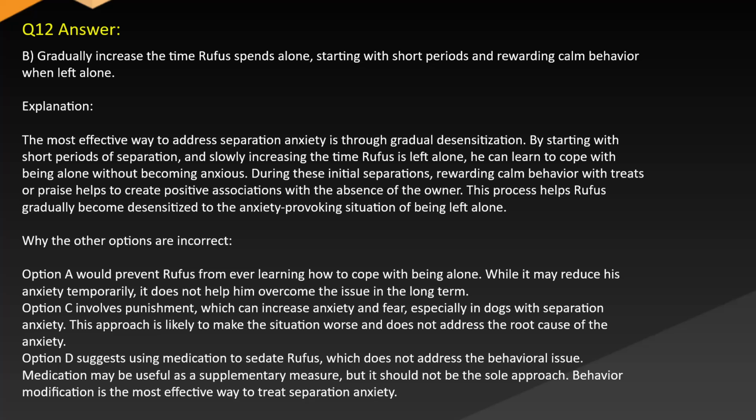While the other options are incorrect, option A would prevent Rufus from ever learning how to cope with being alone. While it may reduce his anxiety temporarily, it does not help him overcome the issue in the long term. Option C involves punishment, which can increase anxiety and fear, especially in dogs with separation anxiety. This approach is likely to make the situation worse and does not address the root cause of the anxiety. Option D suggests using medication to sedate Rufus, which does not address the behavioral issue. Medication may be useful as a supplementary measure, but it should not be the sole approach. Behavior modification is the most effective way to treat separation anxiety.